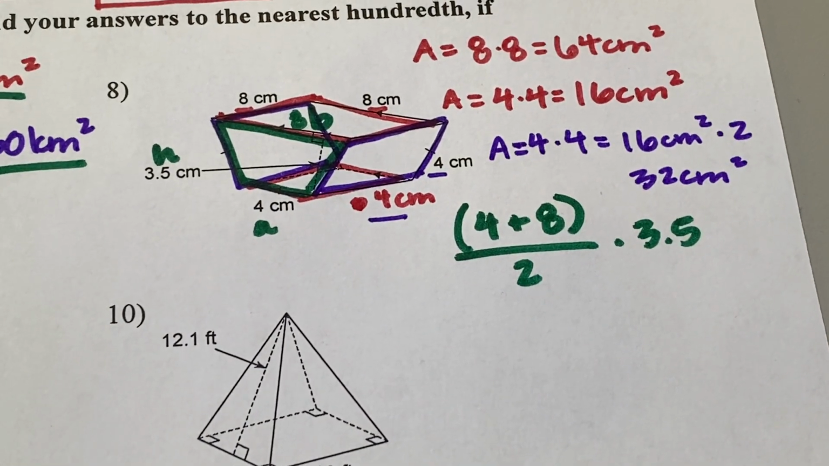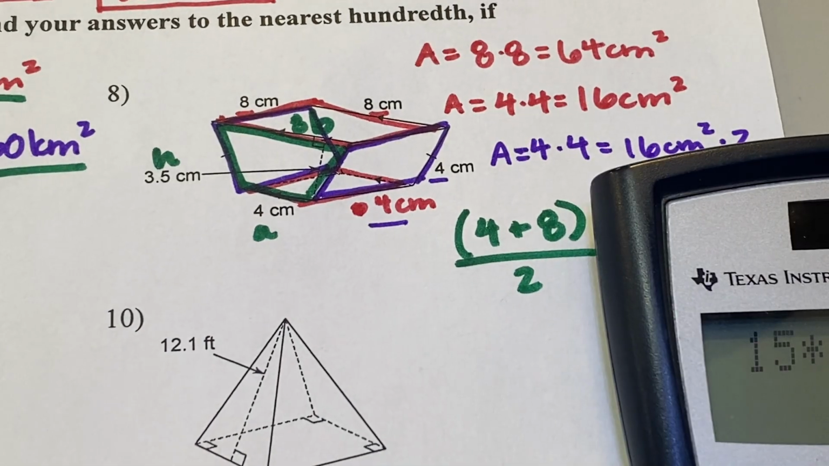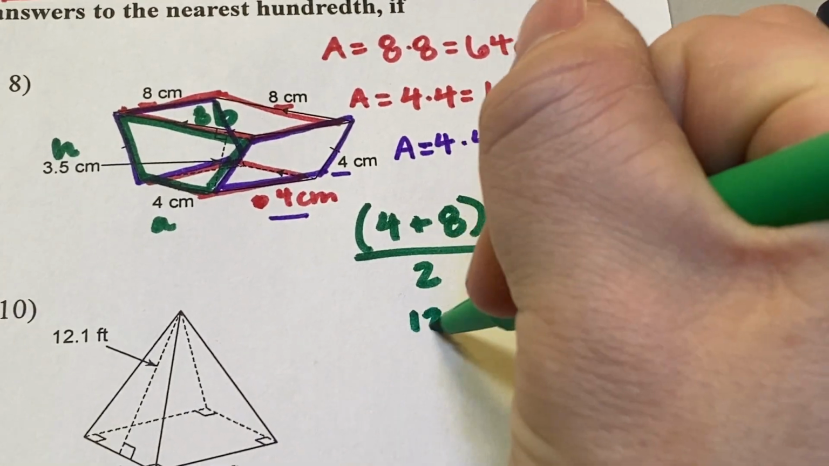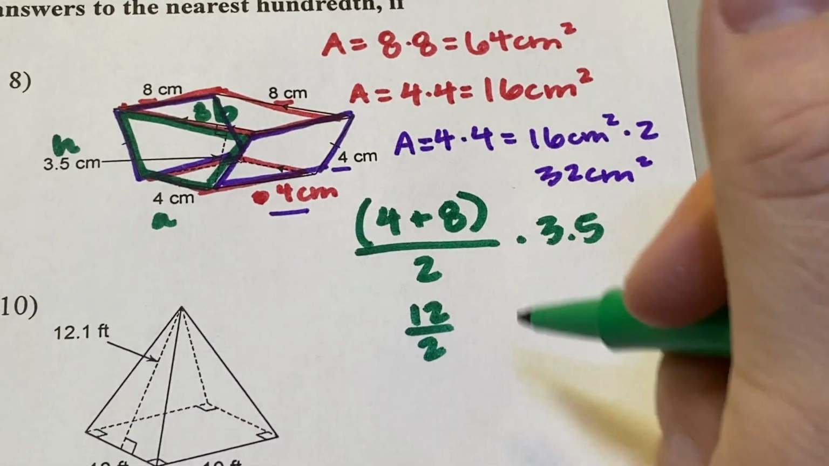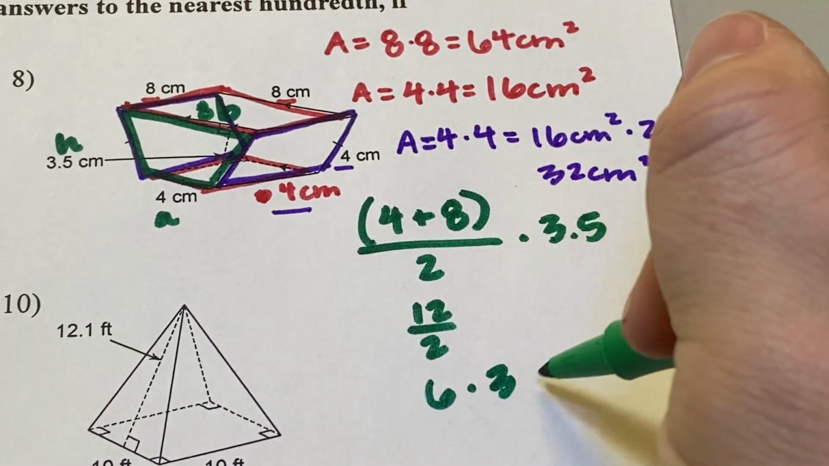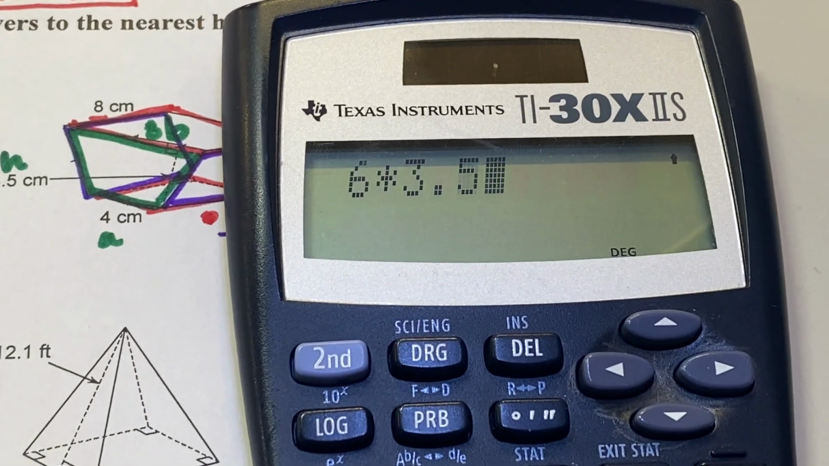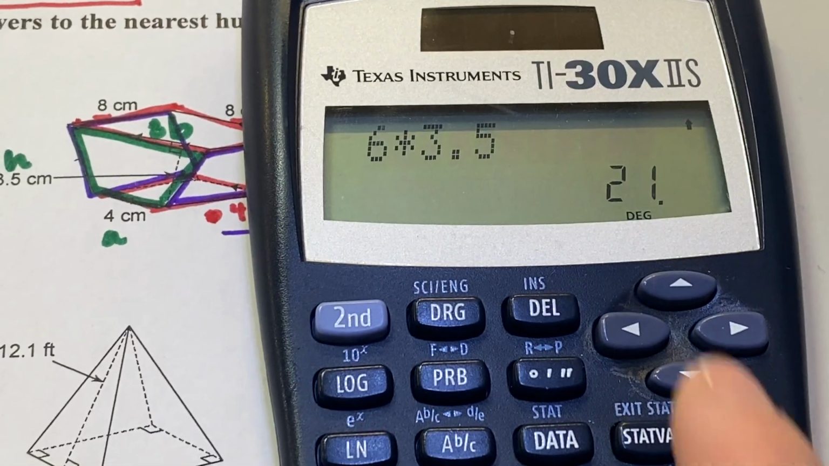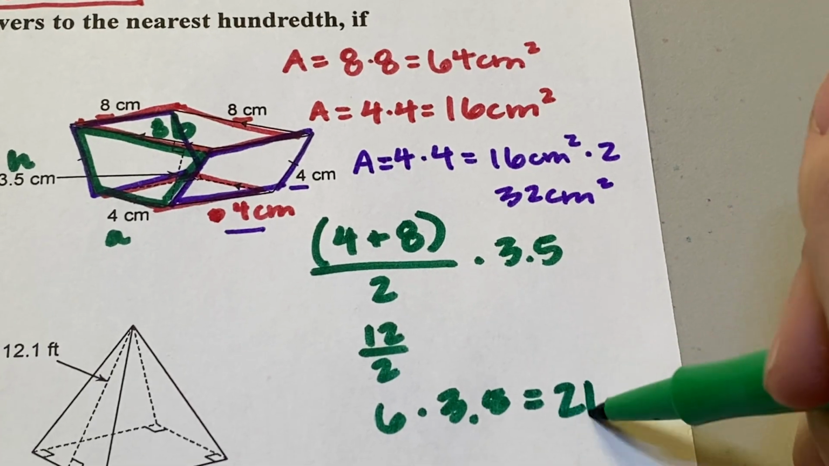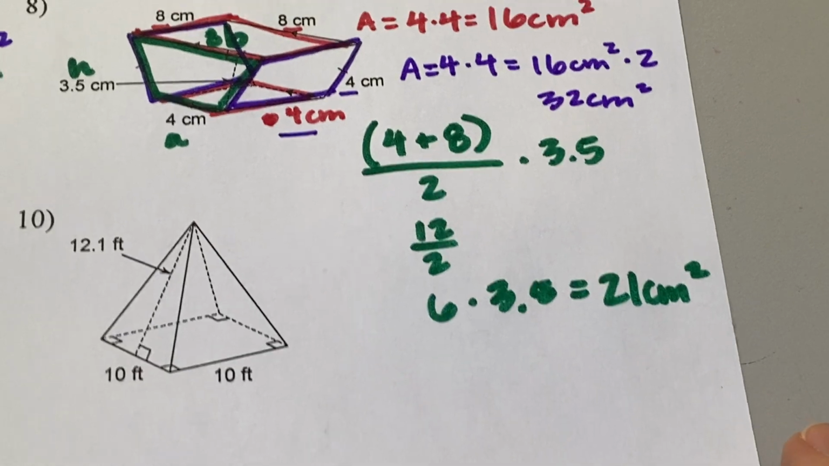Notice I'm just keeping the centimeters off for now. We'll put them back on in the end. Okay, so I have on top 4 plus 8 is going to give me 12. What's 12 divided by 2? 6. 6 times 3.5 is 21. So, 21 centimeters squared is the area of the trapezoid.